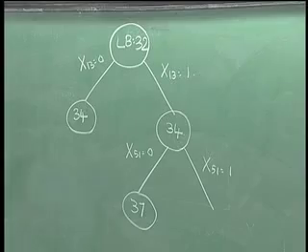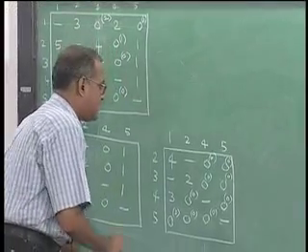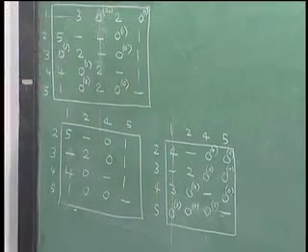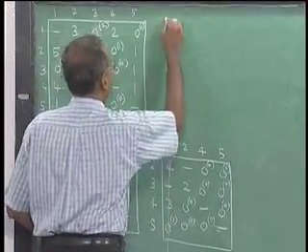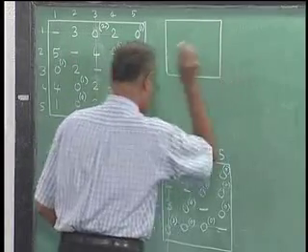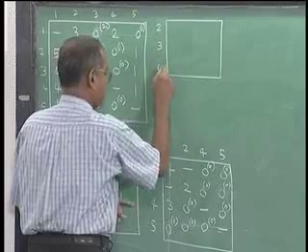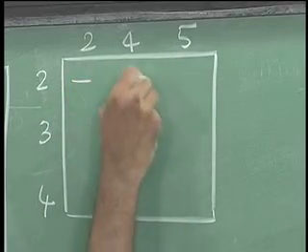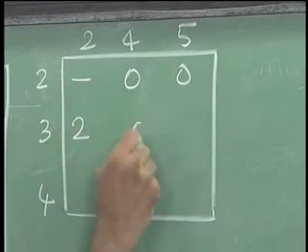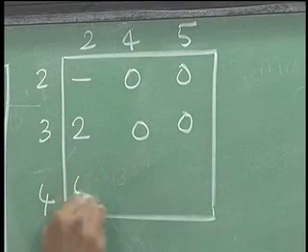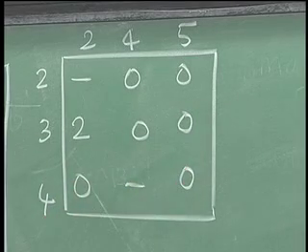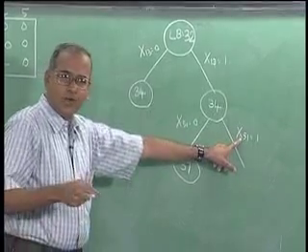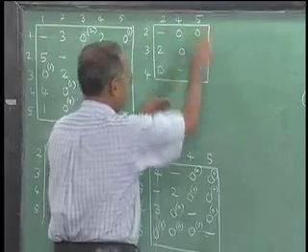Now, in order to compute the lower bound on the other one, we have already made an assignment with x51. So, we remove this fifth row and the first column, and then we create a 3 by 3 matrix with 2, 3, 4 and 2, 4, 5, and the values are dash 0 0, 2 0 0 and 0 dash 0. Now, again, since we have put x51 equal to 1, x15 has to be 0, but we do not find 15 here.